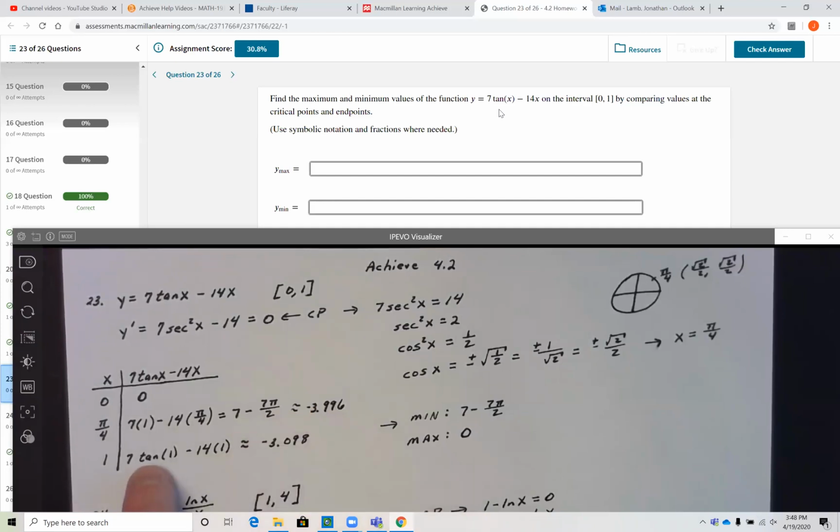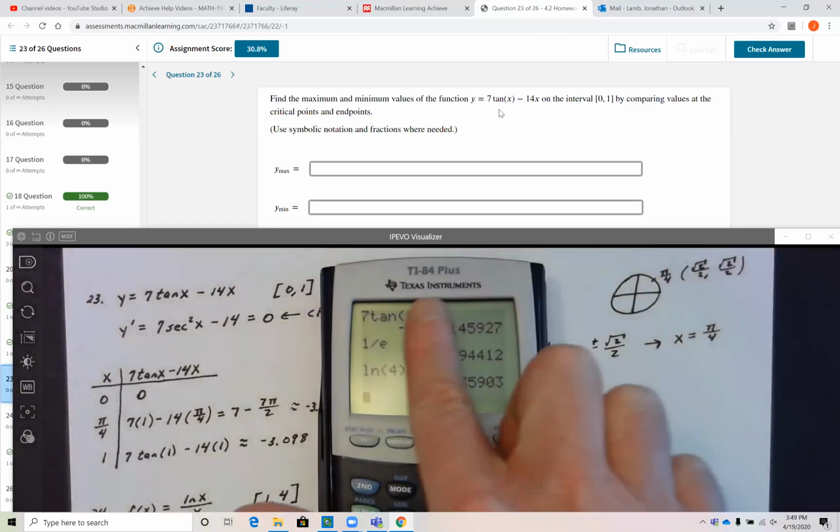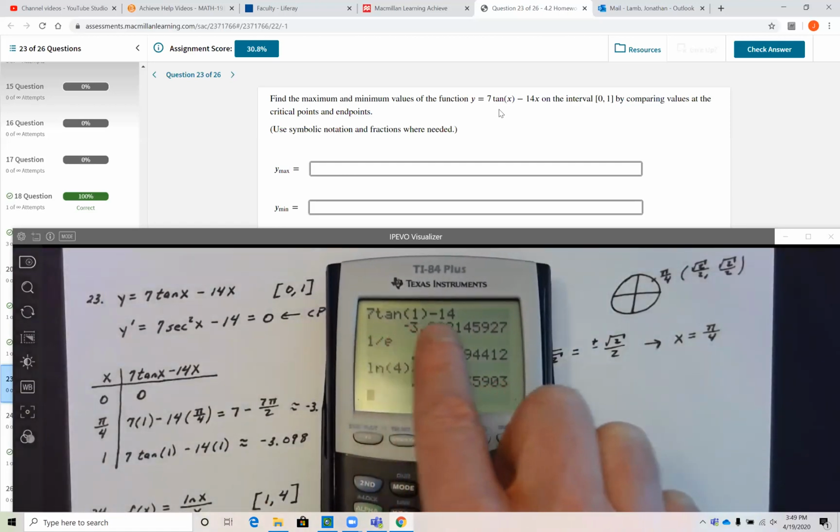I needed to because whenever I plugged in the 1, it's going to give me an irrational number. The tangent of 1 is not a number that we should be familiar with. So I just said 7 tangent 1 minus 14, and you can even see here on the calculator where I did that, it's up at the very top, 7 tangent 1 minus 14.